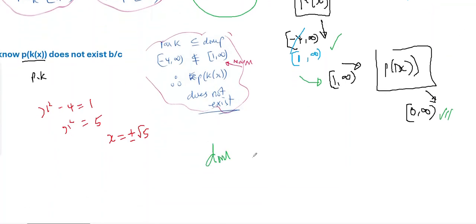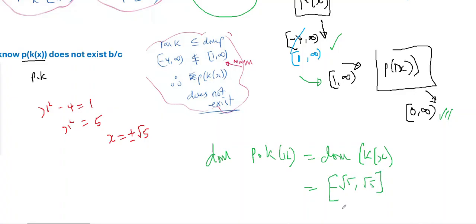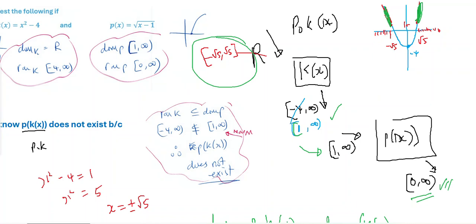So the domain of the composite P of K of X will equal the domain of the inside, which is K of X, which is now changed to -√5 to √5. And the range of P of K is going to be still 0 to infinity, because the numbers 1 to infinity is exactly matched by what's coming in. But if what's coming in doesn't match it, then you need to think about changing that range. Okay, so have a go at the examples that are included in this tutorial.